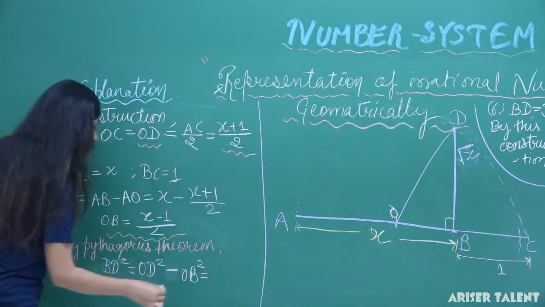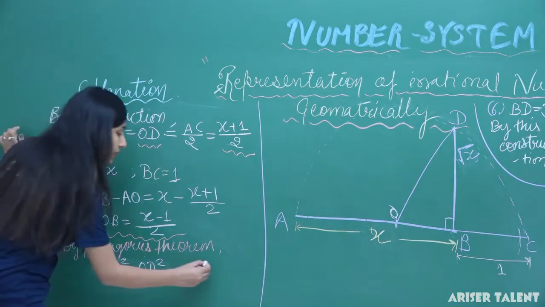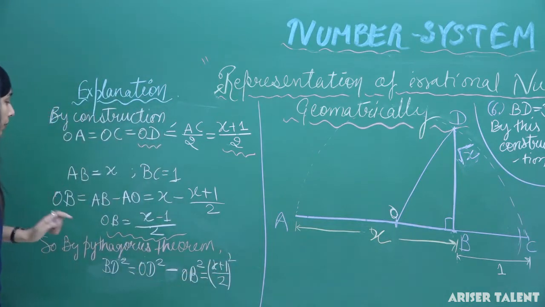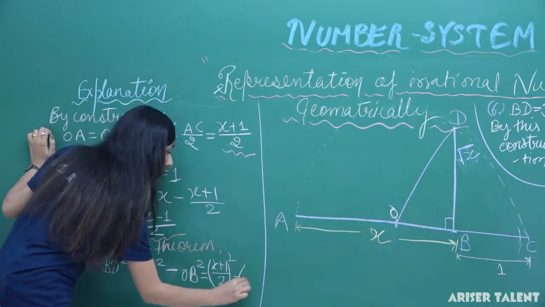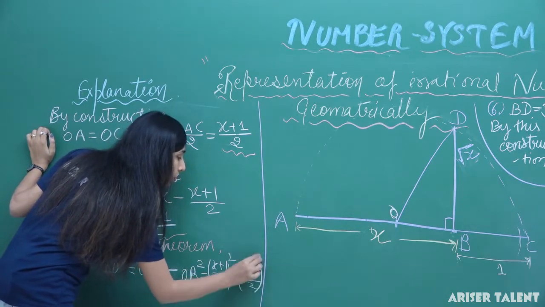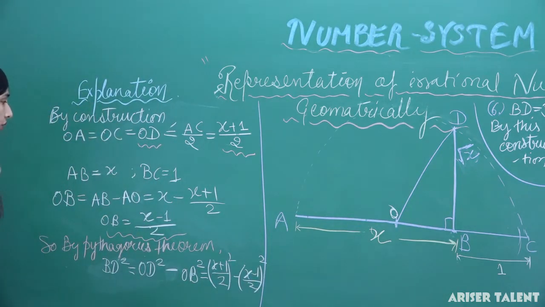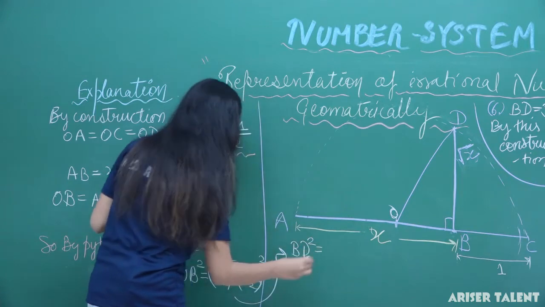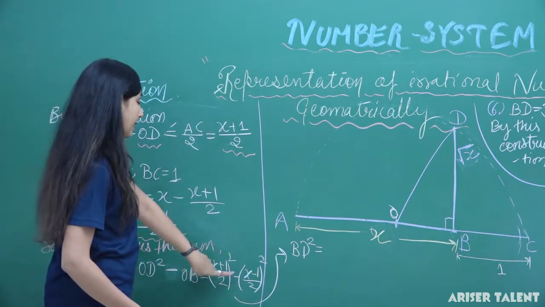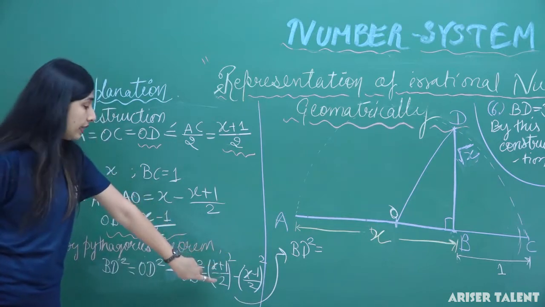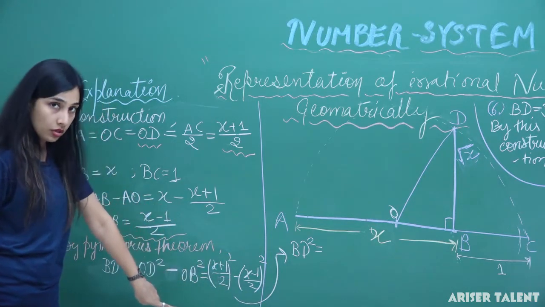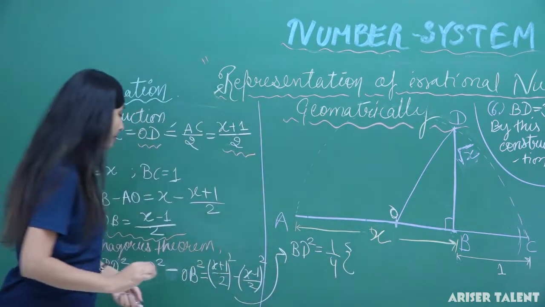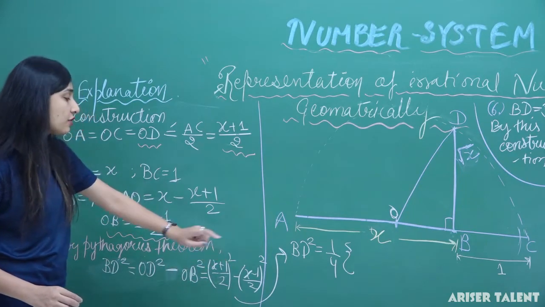Now, I am going to just put the values. OD's value is (x plus 1) by 2 and its square, and OB's value is (x minus 1) by 2 whole square. So, this is the value. That means BD square will become, I can take 2 square, that is in the denominator, 2 square will be equal to 4. So, I can take 1 by 4 common. After taking 1 by 4 common, I have (x plus 1) whole square minus (x minus 1) whole square.